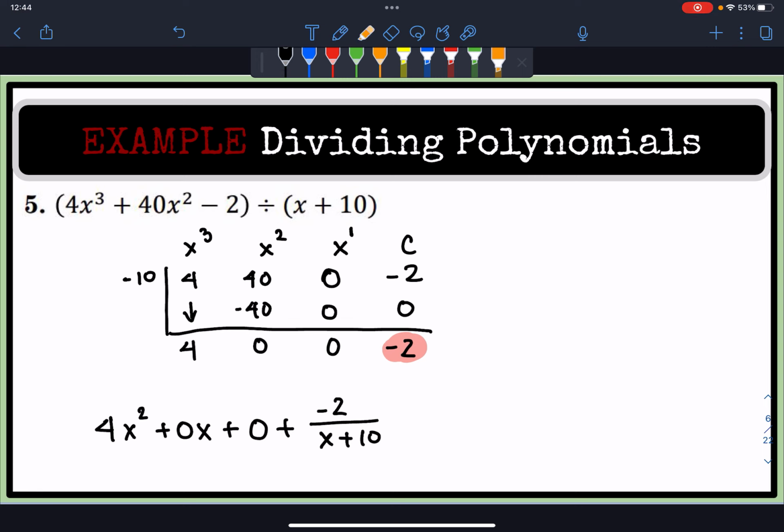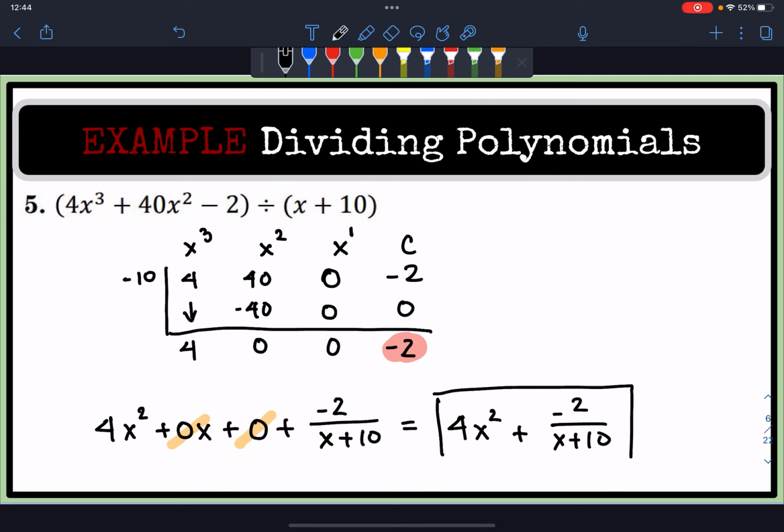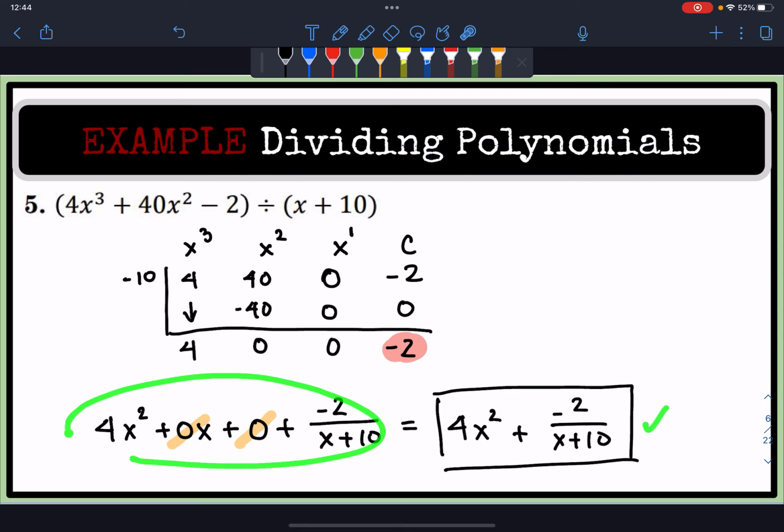Now, in this situation, since these two terms are 0 terms, we can omit those and kind of just skip over them and write this answer as simply as 4x squared plus the remainder of negative 2 over x plus 10. Because it's redundant to write 0x and then add 0. Because again, we're adding 0 terms, so there's no reason to actually write them out. And we can simply write that solution as this. They're both equivalent and they're both considered to be correct, but this is a better way of writing this notation there.